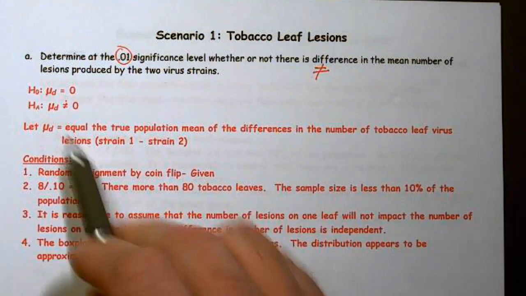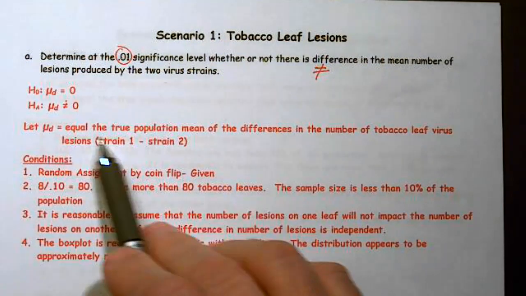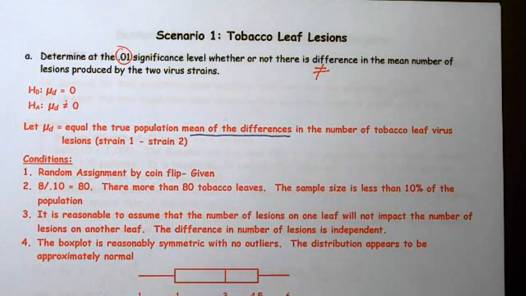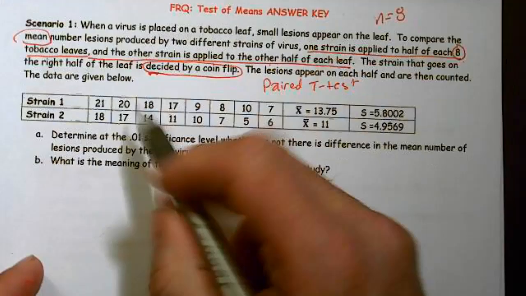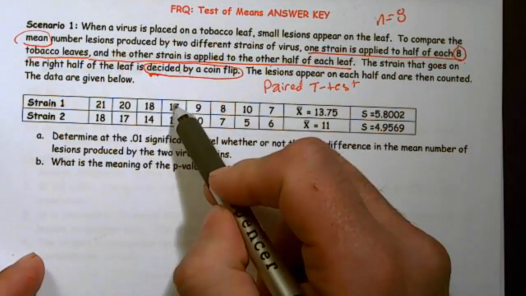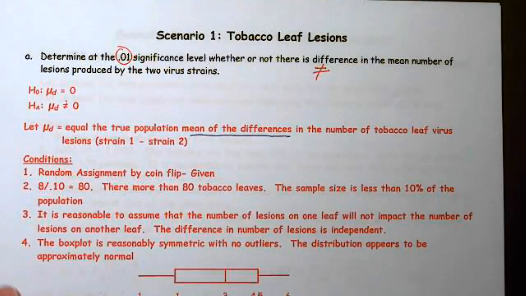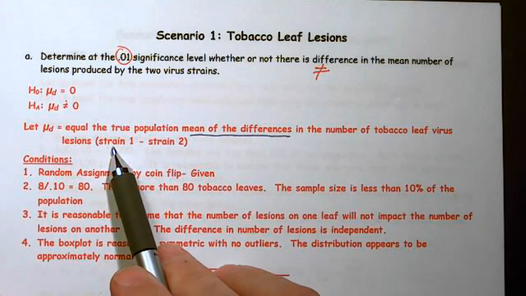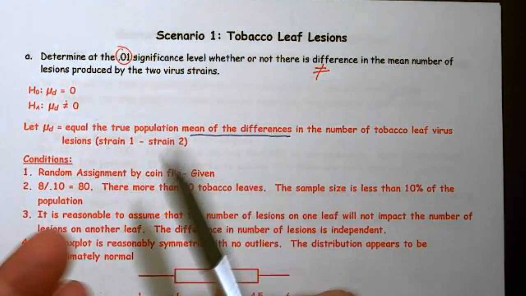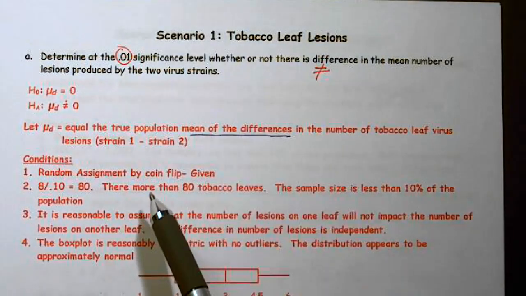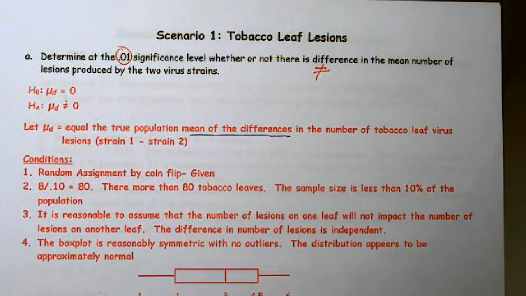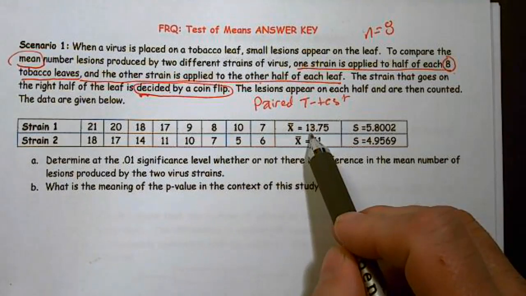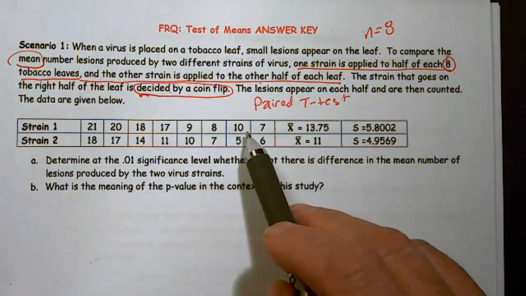which indicates that there is a difference. We always must define our parameter. So let mu d equal the true population mean of the differences. And it's the mean of the differences because we're finding all the individual differences. Basically, this minus this, this minus this, this minus this, and taking the average of all of that, for the number of tobacco virus leaves. And I subtracted in order of strain 1 minus strain 2. You could have chosen the opposite order, and that would have been fine, but I just went with strain 1 minus strain 2. One thing to point out to you guys, if they give you this, it's just a sample mean to check to see whether you input your data correctly.